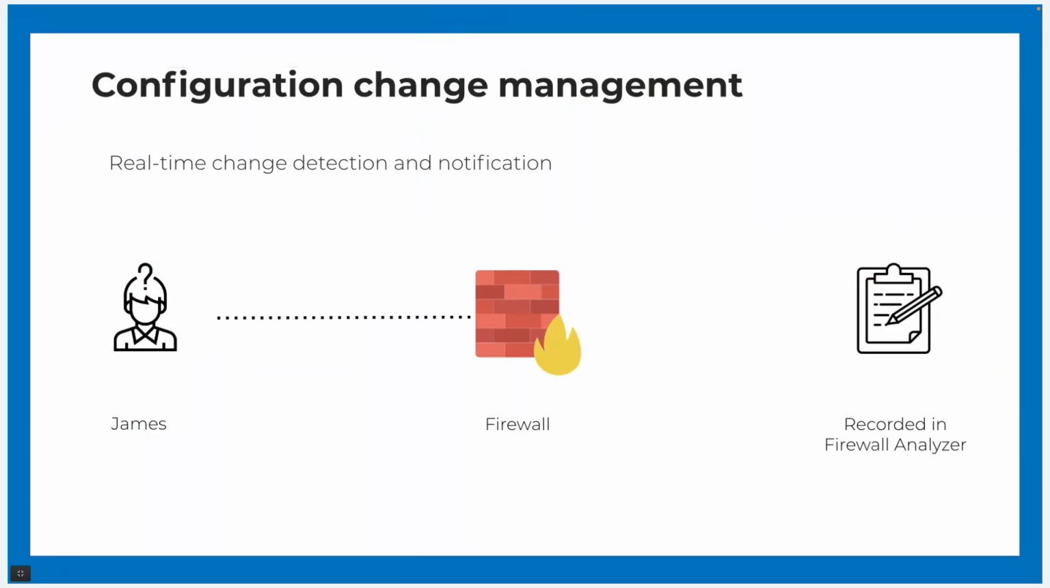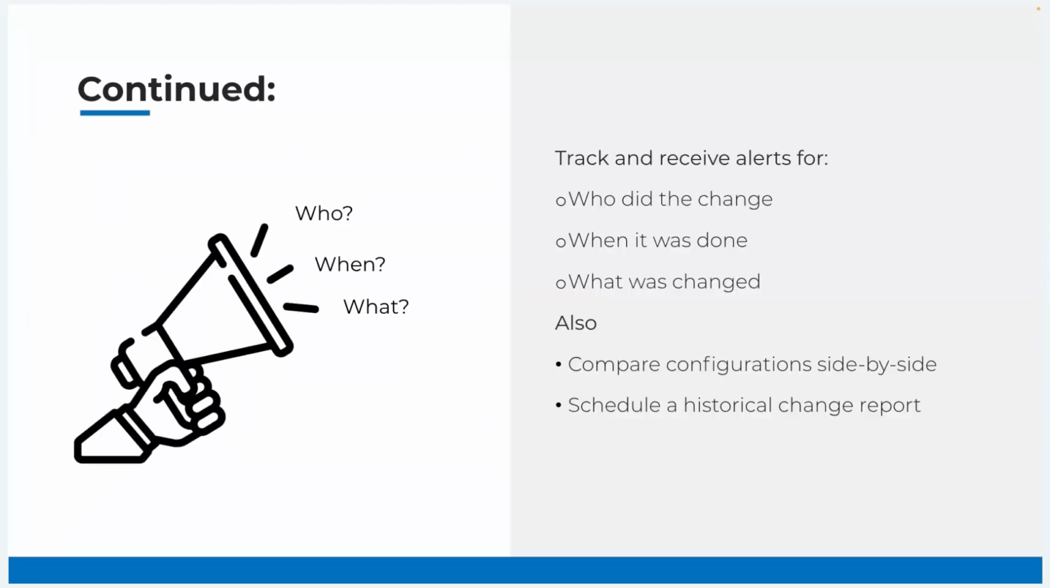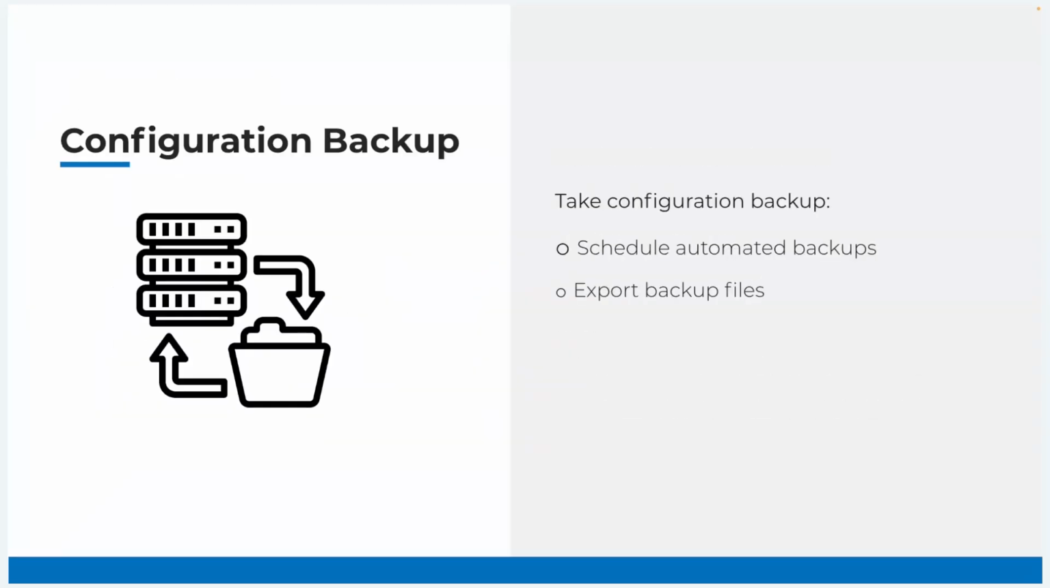Now we have looked at change management, and the next thing that we are going to look at is the configuration backup. With this feature, Jim can easily schedule automated config backups, and hence any erroneous modifications made to his current configuration version, either due to an attack or due to a network disaster, can be reverted with the help of this backup option.